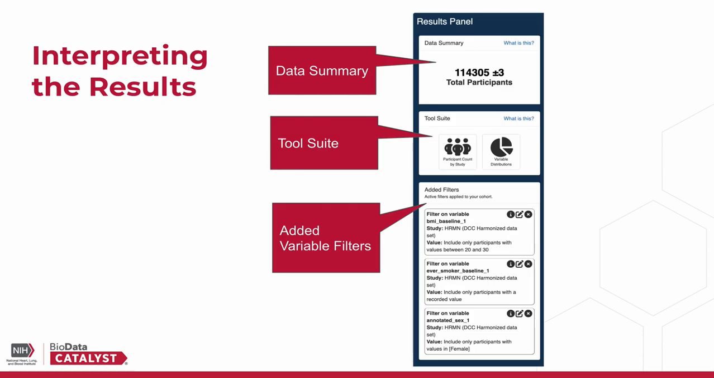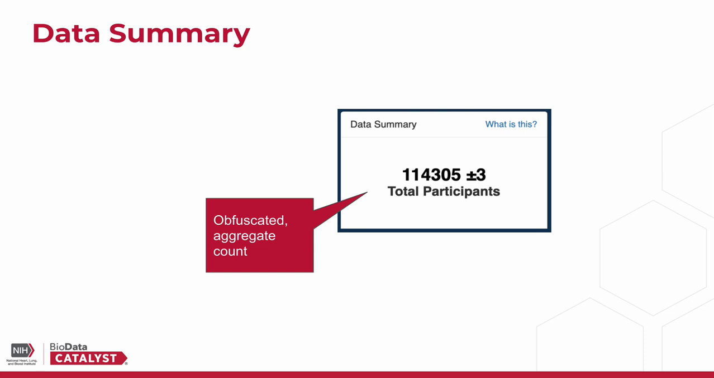There are 3 main parts of the results panel: the data summary, the tool suite, and the added variable filters box. The data summary box displays the total number of participants that meet the query criteria. Note that this count is obfuscated in Open PIC-SURE. In this example, this means that there are about 114,305 participants in the DCC harmonized dataset that have a body mass index between 20 and 50, have either never smoked or have smoked cigarettes, and are female. The plus or minus 3 is obfuscating this result.